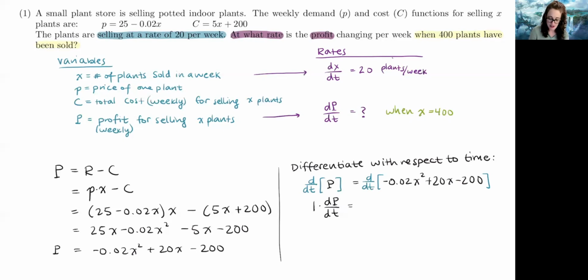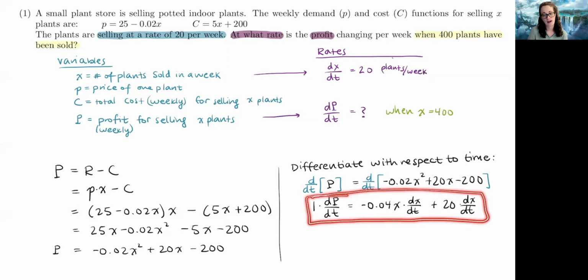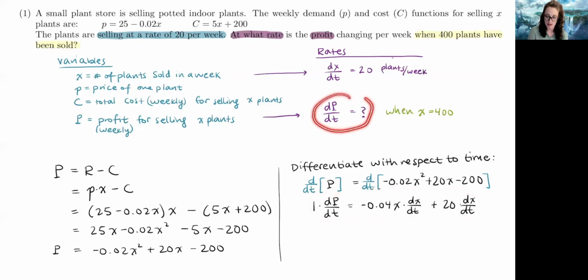Then on the right-hand side, we'll differentiate the negative 0.02x squared to get negative 0.04x to the first. But we differentiated implicitly this x, so that needs a dx/dt multiplied. Then we'll add the derivative of 20x, which is 20. But we differentiated with respect to x, so that needs a dx/dt as well. And then we subtract the derivative of 200, which is 0. Okay, so here's our related rates equation. We've got dP/dt equals negative 0.04x dx/dt plus 20 dx/dt. Now we want to find the value of dP/dt when we plug in 400 for x and we plug in 20 for dx/dt.